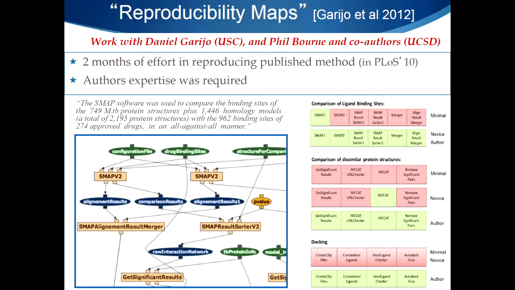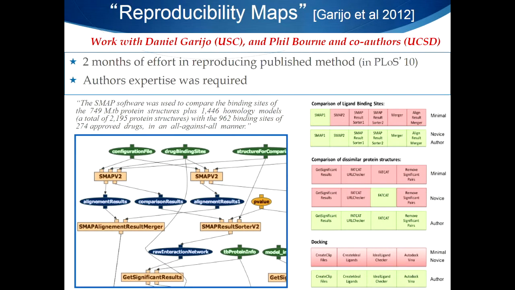So to give you a quick example, the paper had text that said the SMAP software was used to compare the binding sites of protein structures plus homology models with all the binding sites of approved drugs in an all-against-all manner. That's all it said. We thought it was a run of the SMAP software doing all this, and actually, they ran the SMAP software 2 separate times with 2 different sets of pairwise comparison data. Then they merged the results, they sorted the results, and they filtered results that were under a certain threshold. None of this was discussed in the paper.